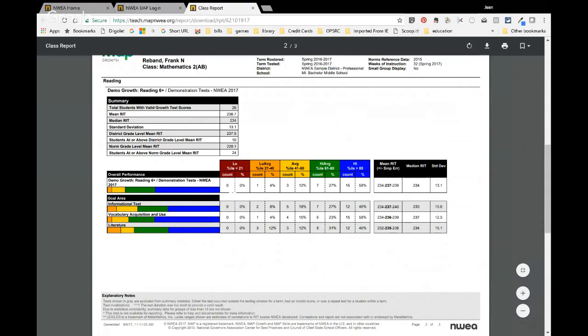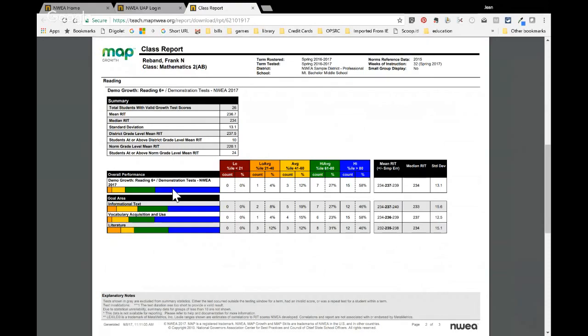You'll notice as we look at this that Mr. Reband doesn't have any students in the low area. He has one in low average. Most of his students are up in the high area. You'll notice this is also color-coded so that I can look at this and tell at a glance that there are no students in the low area. There's no red. And as I go on up, I can tell that they're most of his students. So I get a general idea of the level that his students are on with the color coding. And then I can look at actual numbers or actual percentages.